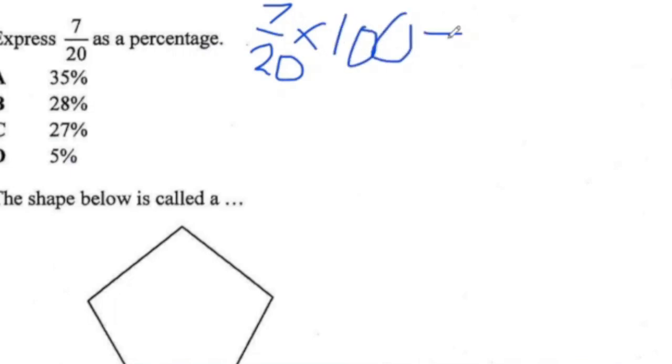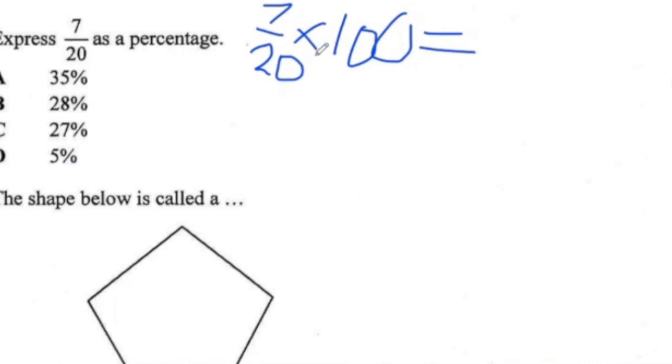The next question is express 7 over 20 as a percentage. Okay, express 7 over 20 as a percentage. So what we're going to do is write this 7 over 20 times 100. Okay, so we do it like this.